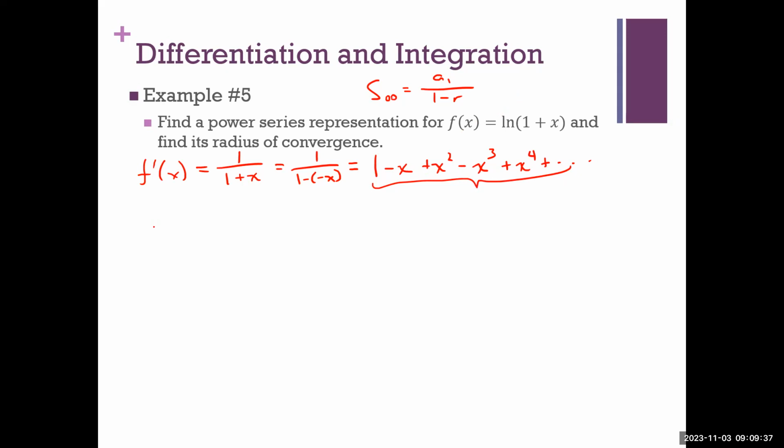Okay, let's generalize it. So f prime of x is equal to this infinite sum. For a geometric series, how do we write that? What's our first term? 1. Common ratio is negative x. So 1's not doing anything. So here's our power series, right?